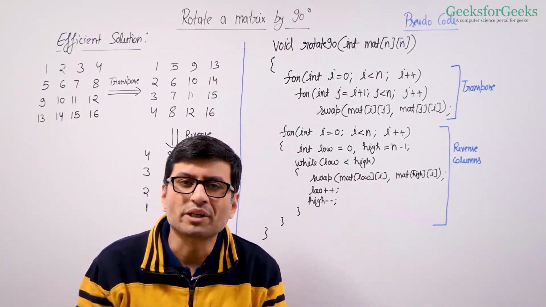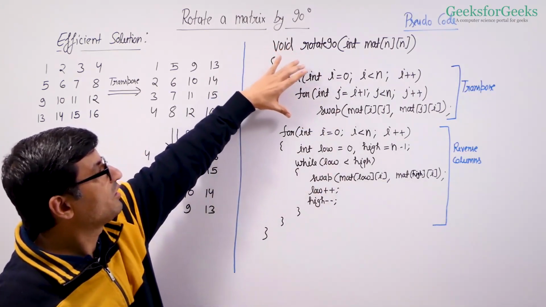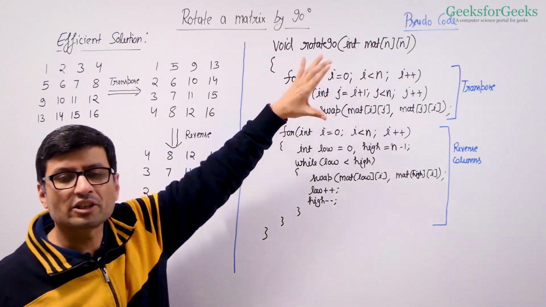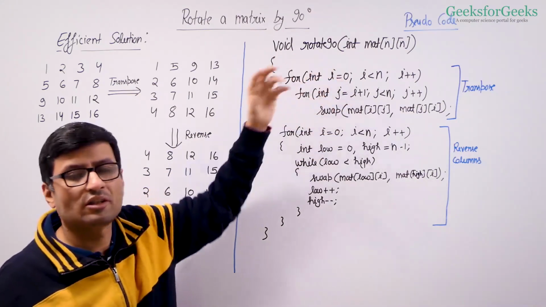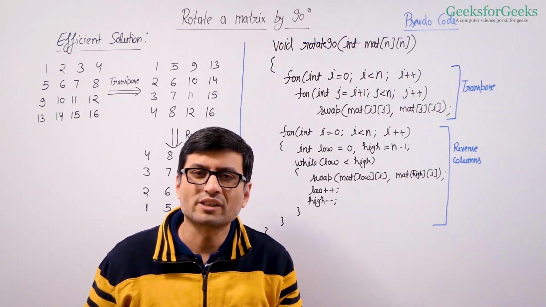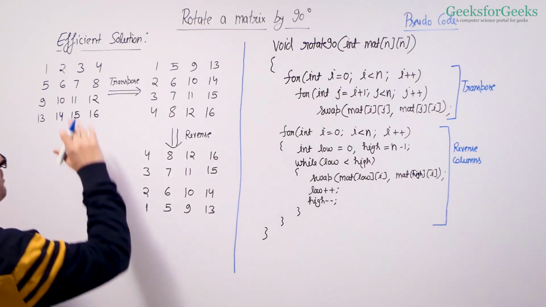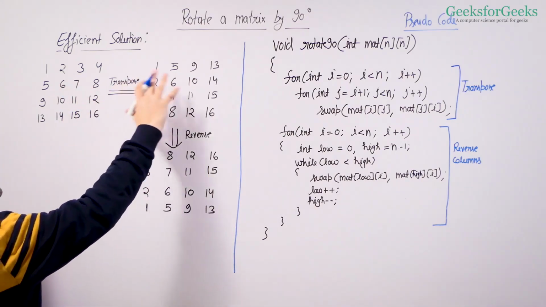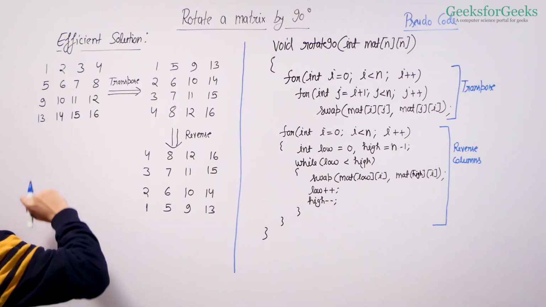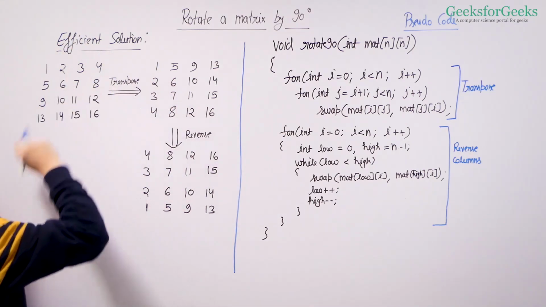Let's now see the implementation of the efficient approach. So here we have written the code. The first thing that we are doing is finding the transpose. We have discussed transpose finding in detail in the transpose video. Let's do a quick recap of the transpose step. So this is our input matrix. Transpose is going to convert this matrix into this matrix. Your first row becomes the first column, the second row becomes the second column, and so on.